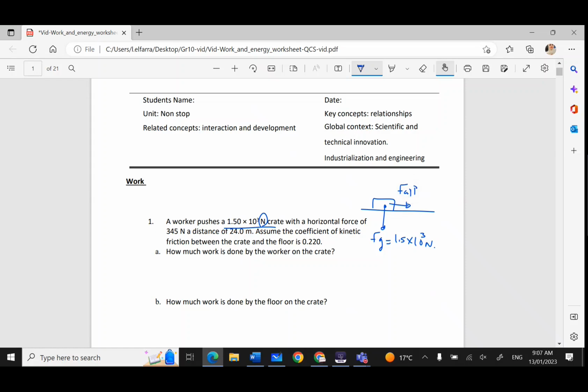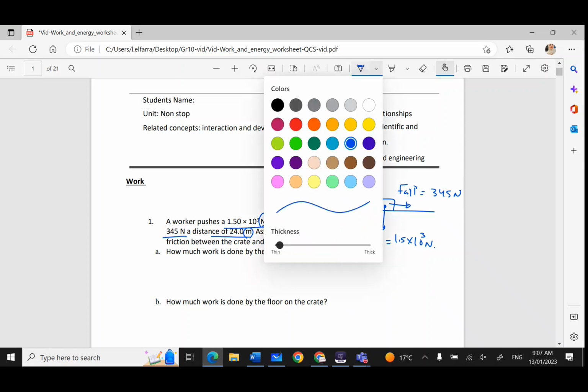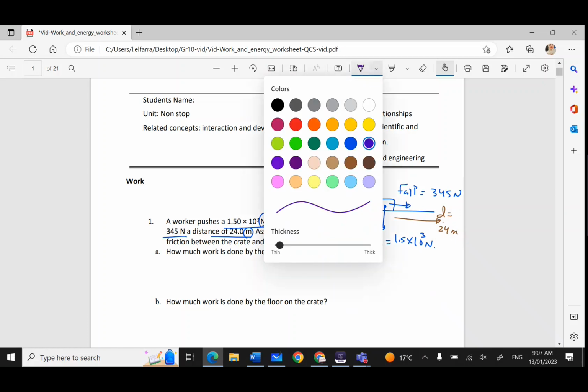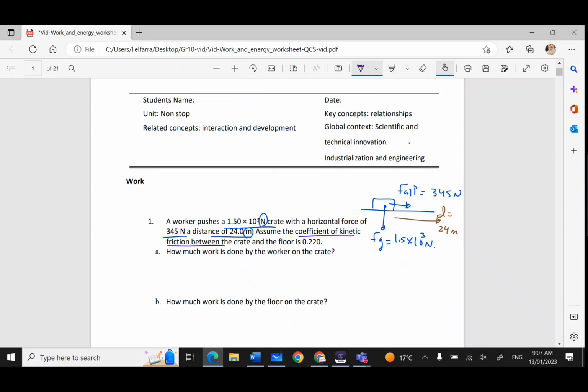The value of this force is 345 Newton. The crate will move a distance of 24 meters. Meter is a unit of distance. So the crate will move in this direction. The value of this distance is 24 meters. Assume the coefficient of kinetic friction between the crate and the floor, so the coefficient of kinetic friction, this is mu K, is 0.22. How much work is done by the worker on the crate?